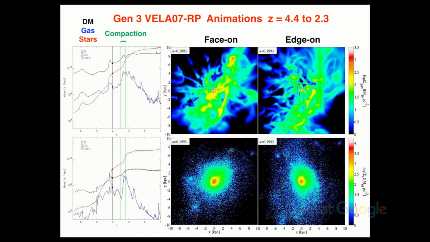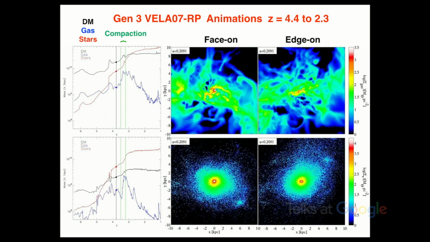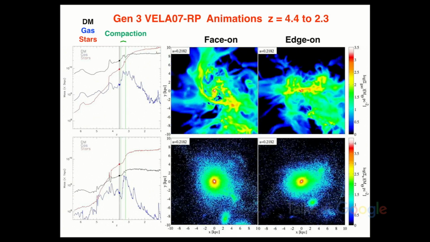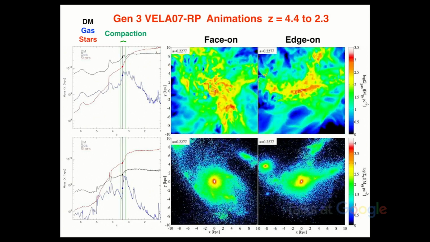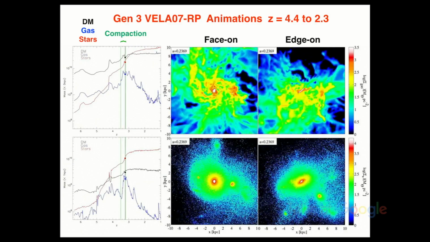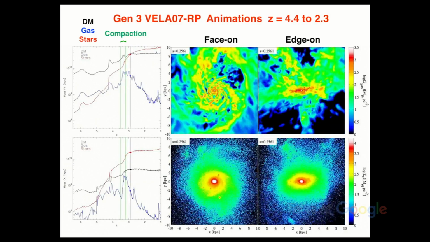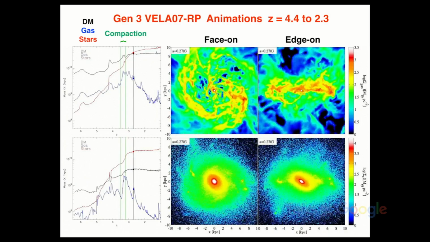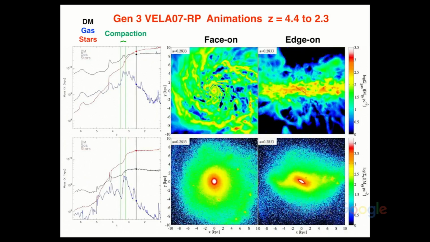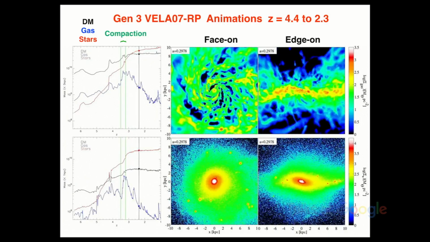So you see that there's a compaction event about to occur. A bunch of gas just flowed into the center. And the center is now becoming much rounder. It was elongated before. And now you're seeing this nice spiral structure and a nice disk.